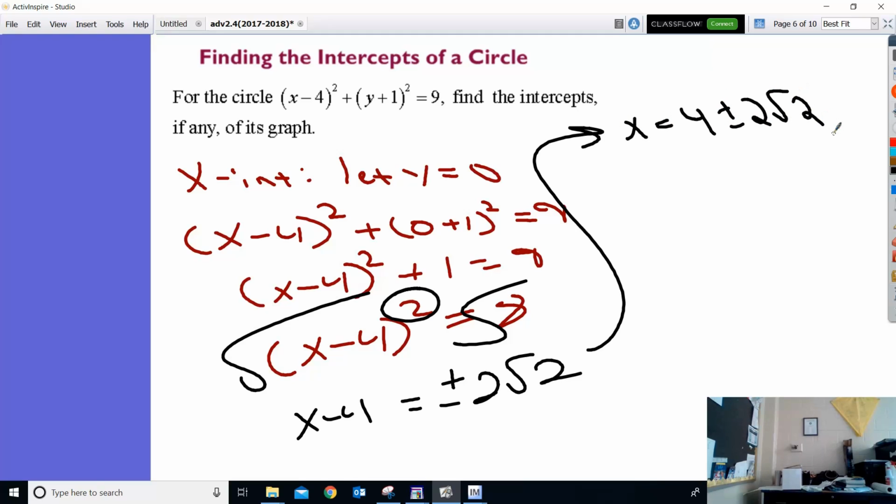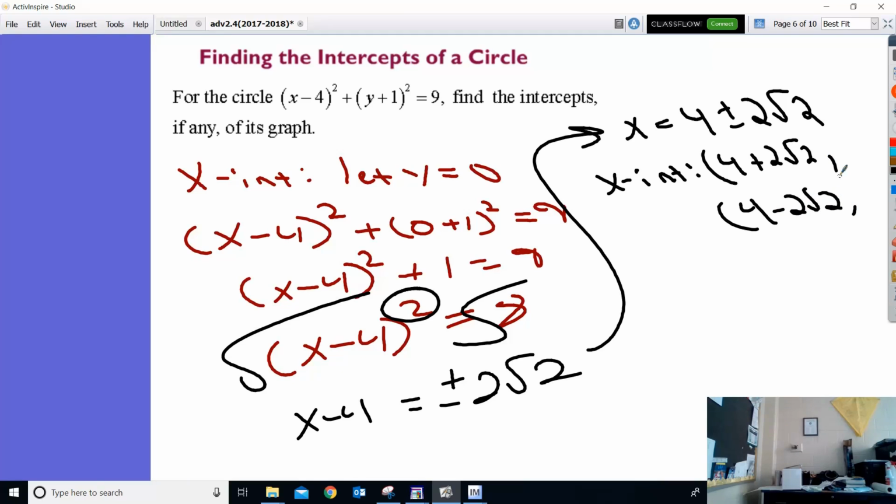So here are our x-intercepts. We have 4 plus 2 root 2. We have 4 minus 2 root 2. I'm writing out the ordered pairs. Both of those x values happened when y was what? 0. Okay.